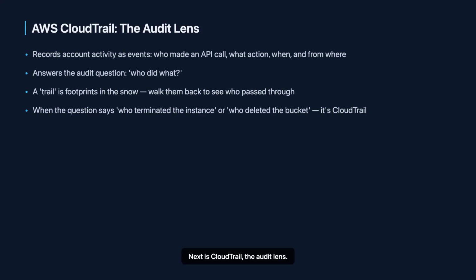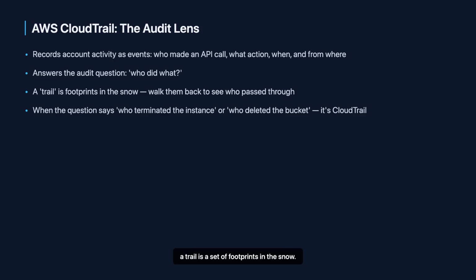Next is CloudTrail, the audit lens. CloudTrail records account activity as events: who made an API call, what action they took, when, and from what source IP address. The question it answers is who did what, and the name gives it away.